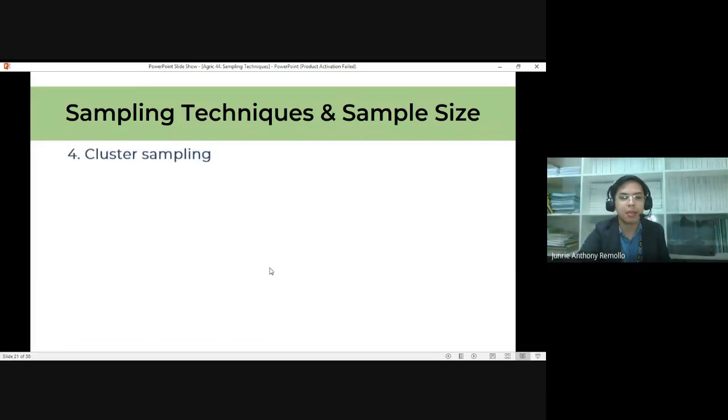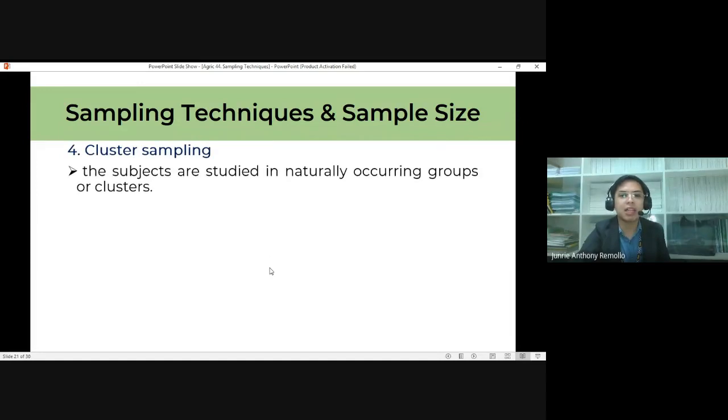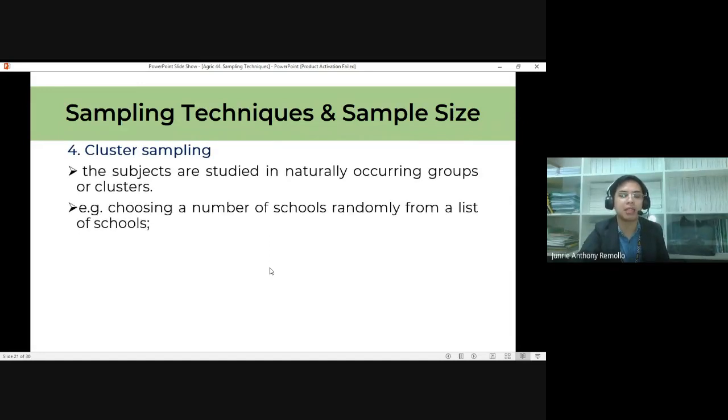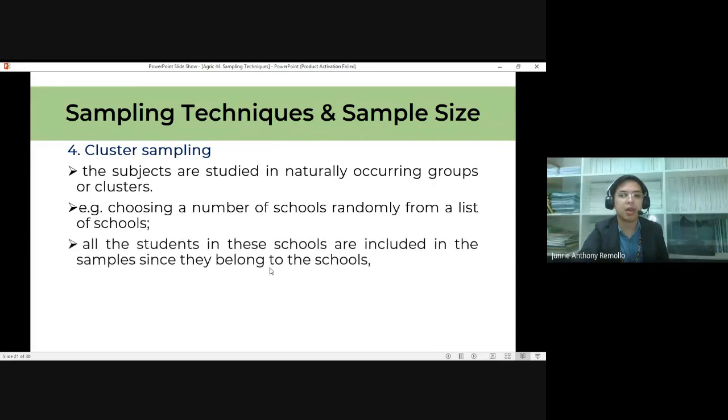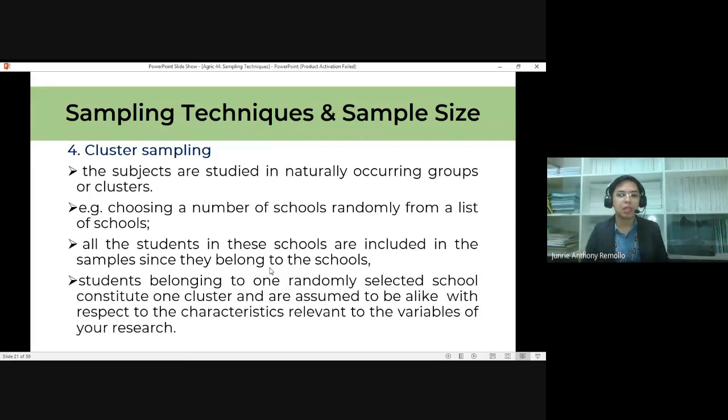Okay? So, the subjects are studied in naturally occurring groups or clusters. So, for example, choosing a number of schools randomly from a list of schools. And then, all the students in these schools are included in the samples since they belong to schools. And then, students belonging to one randomly selected school constitute one cluster and are assumed to be alike with respect to the characteristics relevant to the variables of your research.